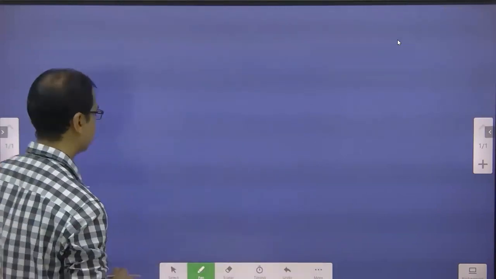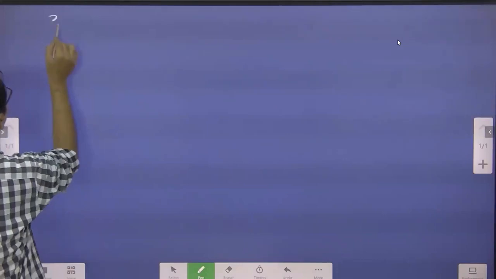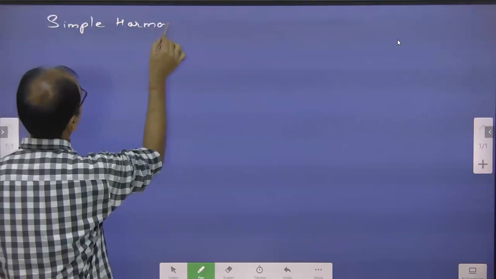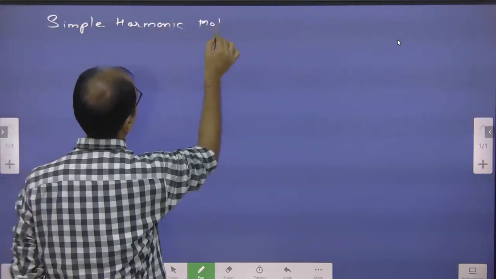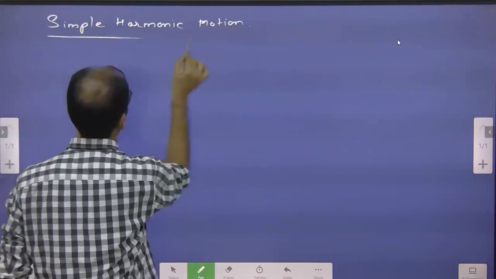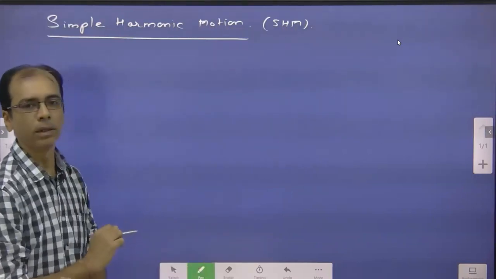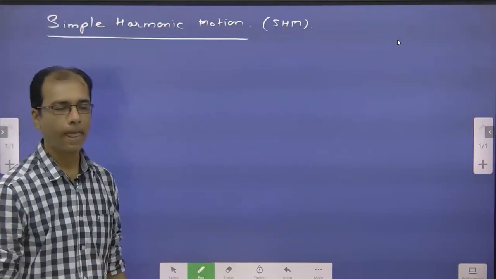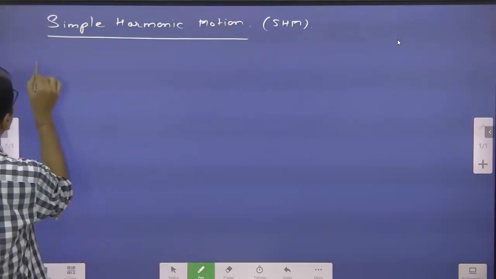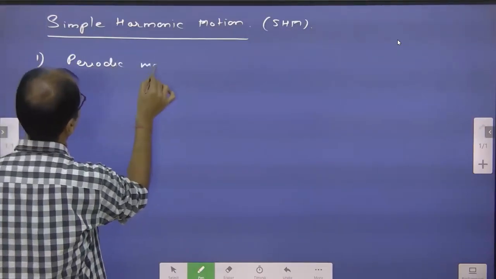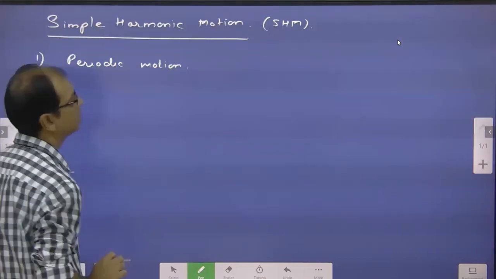Today, we are going to start a new chapter called SHM, Simple Harmonic Motion. So what is simple harmonic motion? First thing that we know about simple harmonic motion is it's periodic. Okay, it's a periodic motion.